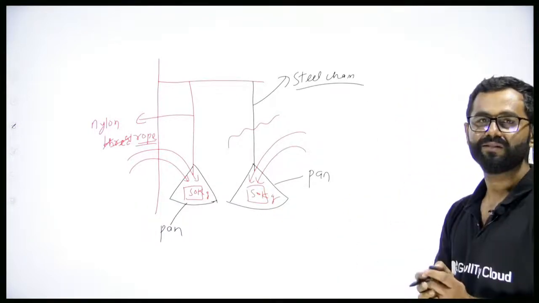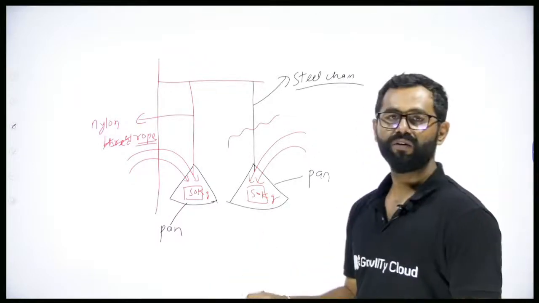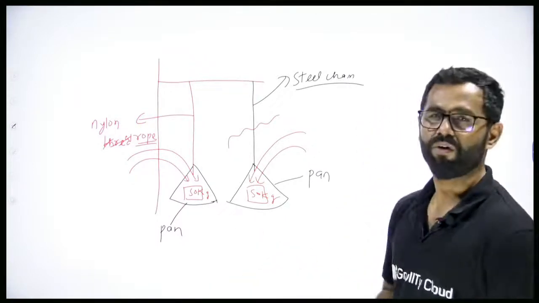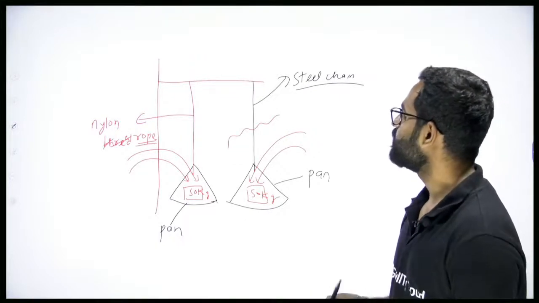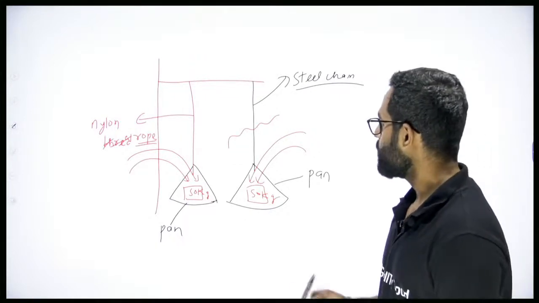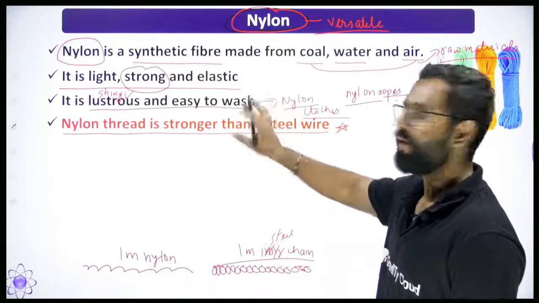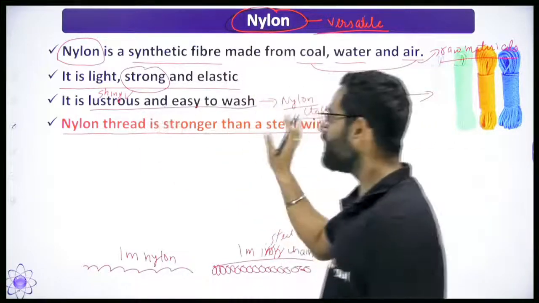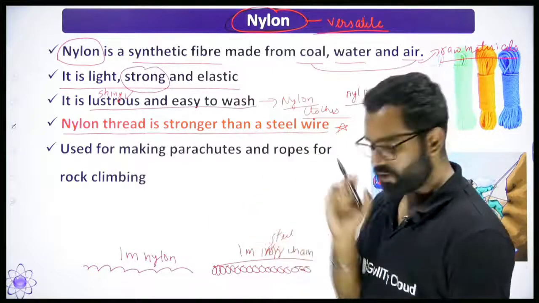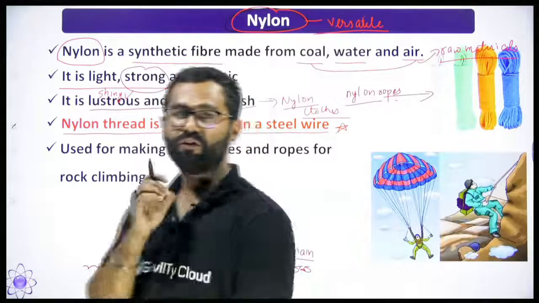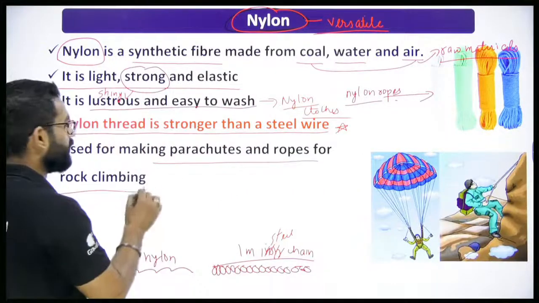Understood? Just note it down if you want to, or you can do this activity at home also, right? Great. So this is the important point, that nylon thread is stronger than steel wire. Also, because the nylon thread is so strong, we use it to make parachutes as well as ropes for rock climbing.